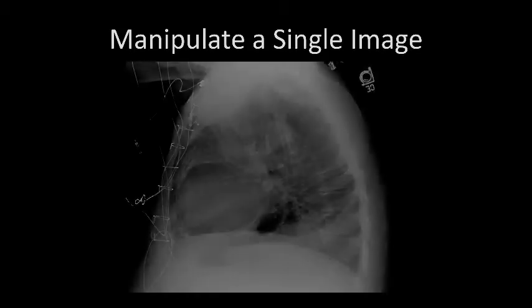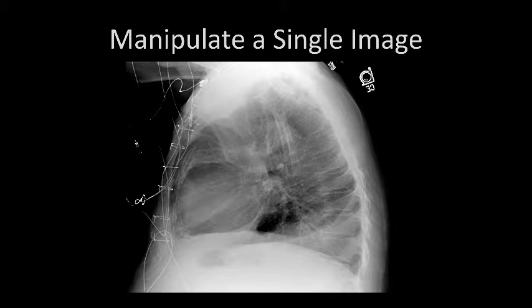First, we're going to learn how to manipulate a single image, and I'm going to do this based on the case of constrictive pericarditis that has radiographs, CT, and MR images. Here we see that we have a lateral radiograph with pericardial calcification. We are going to learn how to nicely crop this image so that it can be used in a PowerPoint presentation.